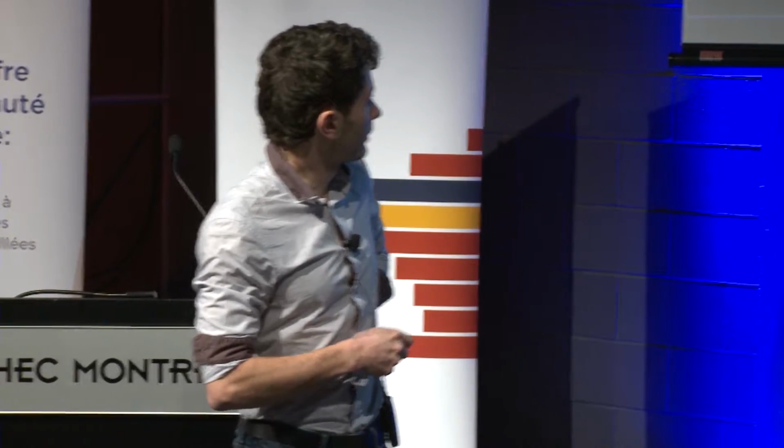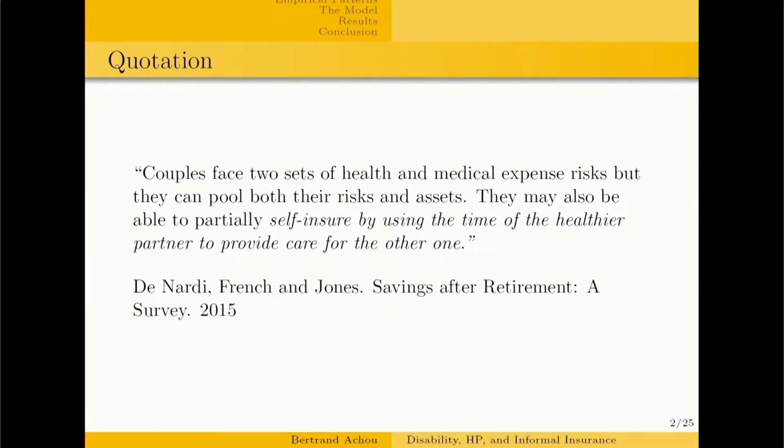So a lot of the life cycle models in retirement have actually been focused on the behavior of single households, but not really any of them has been looking at how couples in the structural estimation of these models affect behaviors. And as said by Bertrand and Jones in a recent literature review, couples might be a little bit different from singles because they face two sets of health and medical expense risks, but at the same time they can pool both their risks and assets.